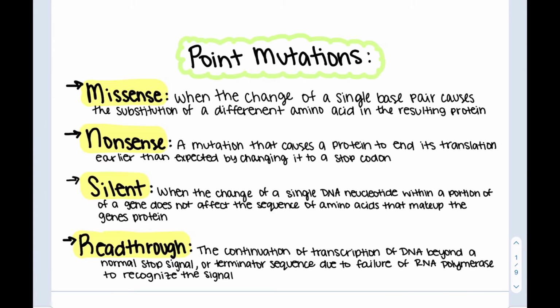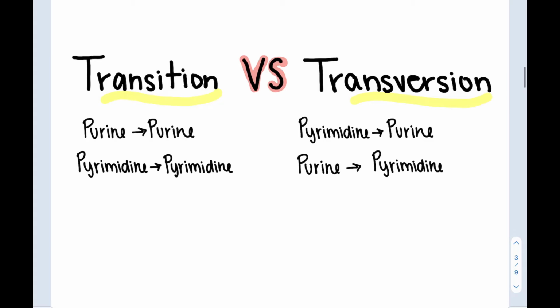Before we begin, let's review the different kinds of point mutations we might see in a DNA sequence and that we will be seeing examples of later in this video. The names of these mutations are missense, nonsense, silent, and read-through. And we must understand the difference in transition versus transversion mutations with their respective interchanges of purines and pyrimidines.